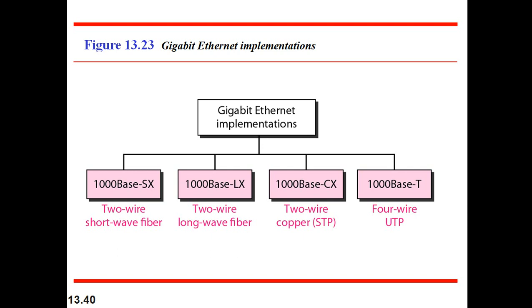For the gigabit Ethernet implementation, we use a two-wire short wave fiber, that is 1000BASE-SX, long wave fiber, that is 1000BASE-LX, and 1000BASE-CX, where we use shielded twisted pair cable. All these are two-wire implementations. The fourth one is 1000BASE-T, which is a 4-wire implementation.